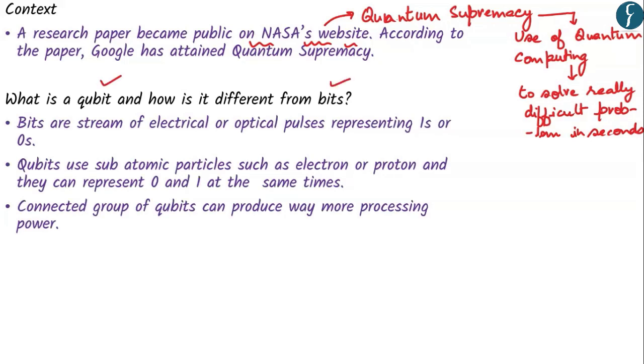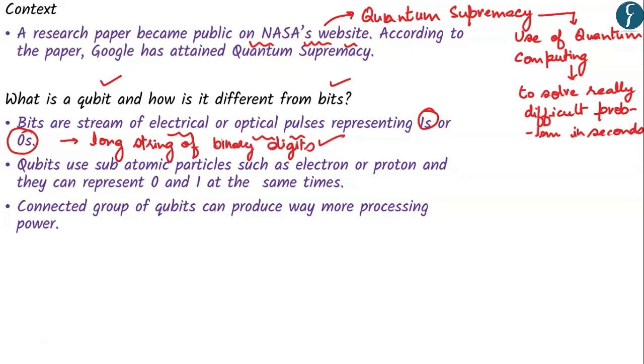Today's computers use bits, a stream of electrical or optical pulses representing ones or zeros. Everything from your emails to your music to your videos is actually nothing but a long string of binary digits. Even this video is nothing but the same thing. Quantum computers, on the other hand, use qubits, which are typically subatomic particles such as electrons or protons, and they can represent 0 and 1 at the same time. Now, this is the difference that we are talking about.